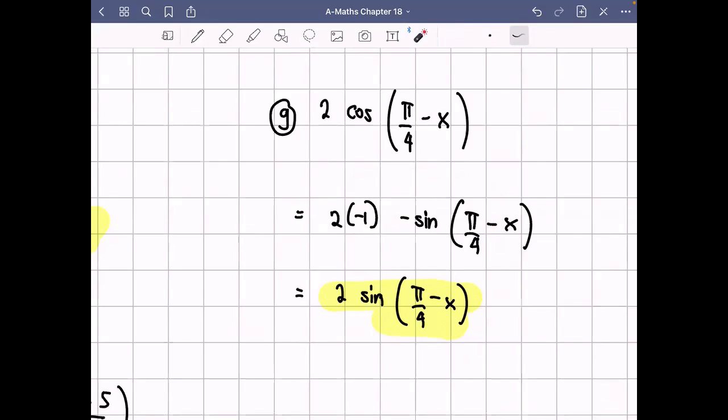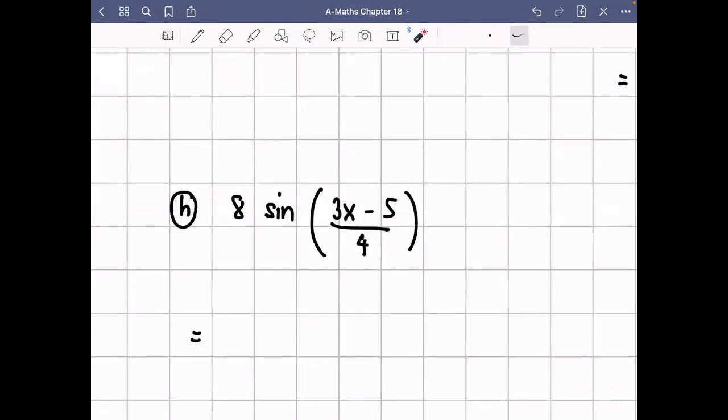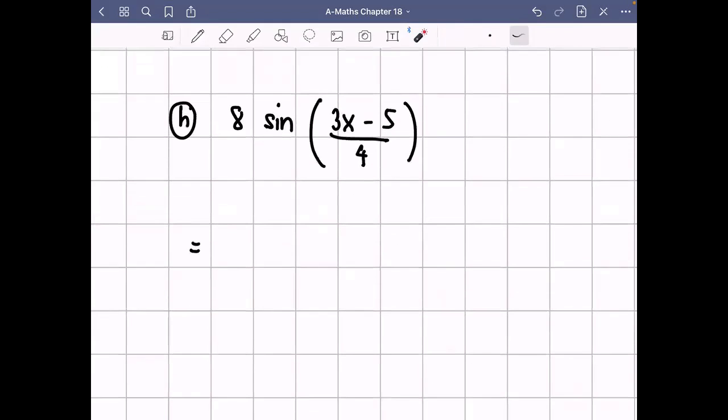All right, so last example. So let's have this one. Okay, so let's have 8 sine of 3x minus 5 over 4. So what is your answer here? Anyone among the girls?